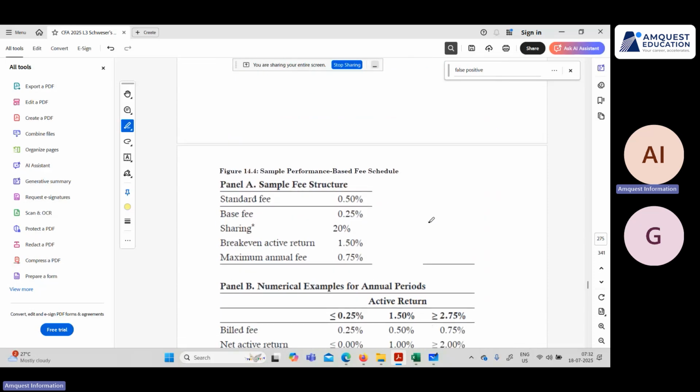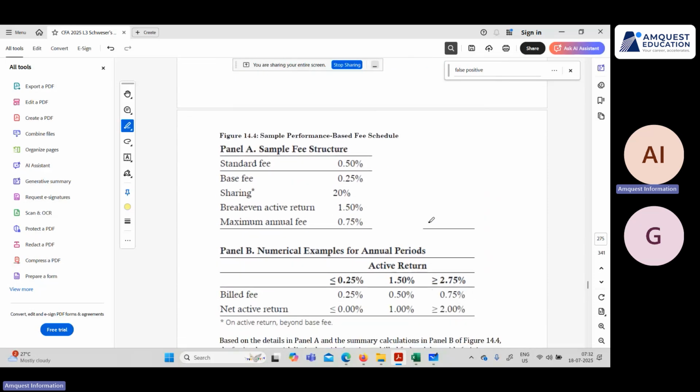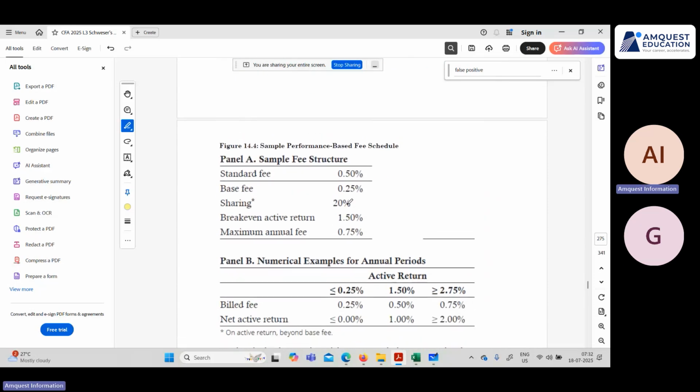Then they also talk about this. Let's just look at this together. In this structure, they say that the standard fee is 0.5%, base is 0.25, sharing is 20%, break-even active return 1.5, maximum annual fee is 0.7. Let's just try to understand how they work.